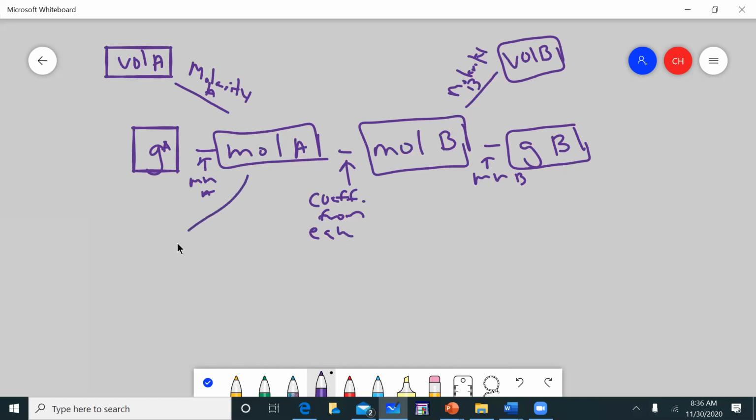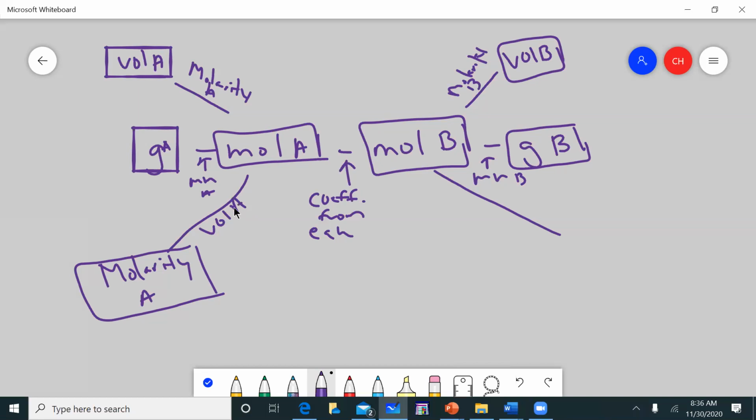I'm going to add another limb down here and down here. And I'm going to put molarity of A. So I could technically have the molarity of A instead of the volume of A and get into moles of A by using the volume of A. And I could end up with molarity of B. And I can do that by the volume of B. Right? Because if I know moles of B, I take the moles divided by the volume and it gives me the molarity.